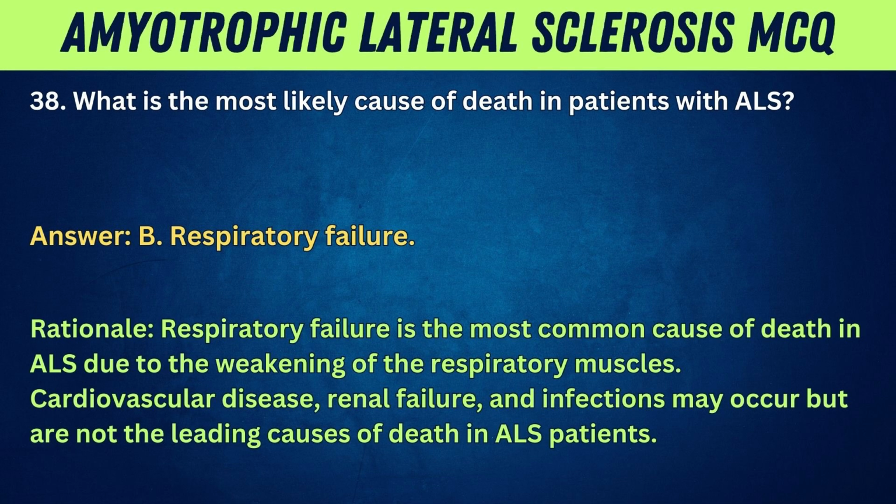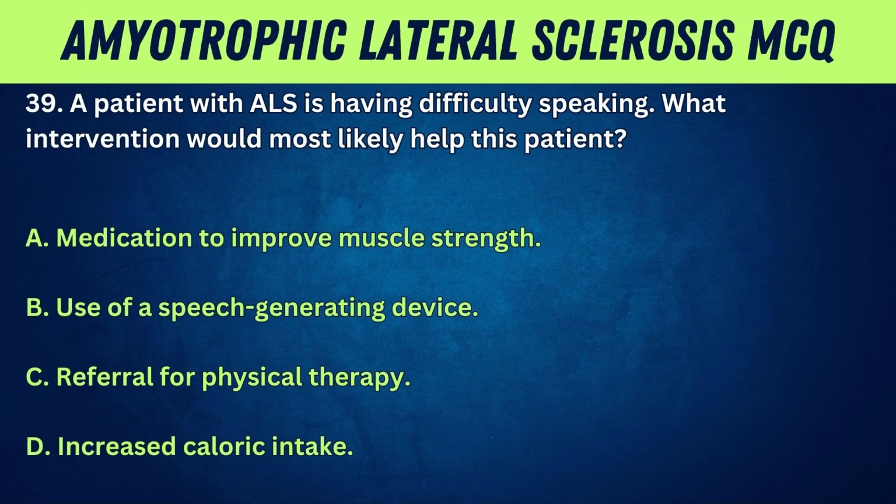Answer: B. Respiratory failure. Rationale: respiratory failure is the most common cause of death in ALS due to the weakening of the respiratory muscles. Cardiovascular disease, renal failure, and infections may occur but are not the leading causes of death in ALS patients.